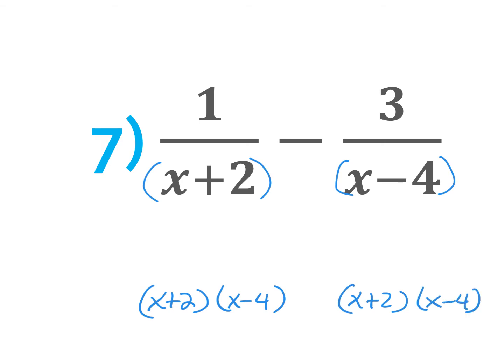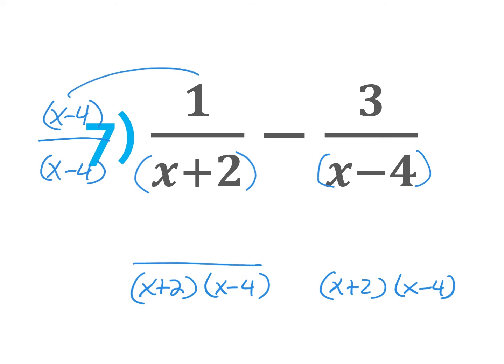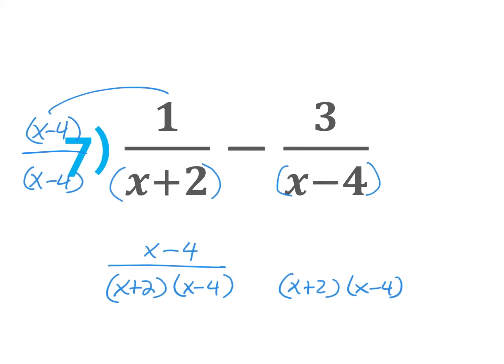And now we need to multiply what's missing from each one. So my first fraction is missing the x minus 4. That's what I'm multiplying to the denominator. So I also have to multiply it to the numerator. 1 times anything is just itself. And the second fraction is missing the x plus 2. Now this one, I can go ahead and just leave it side by side. I'm going to distribute it because I got to combine like terms.